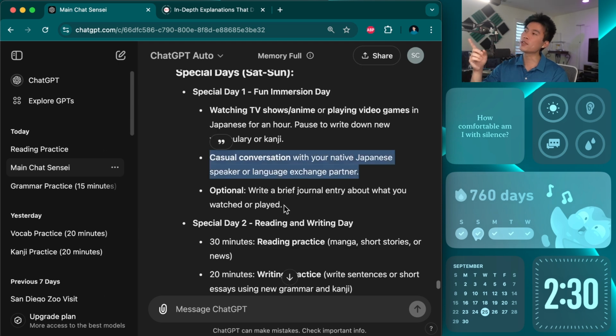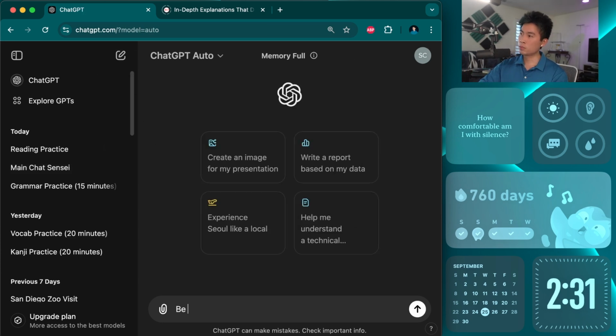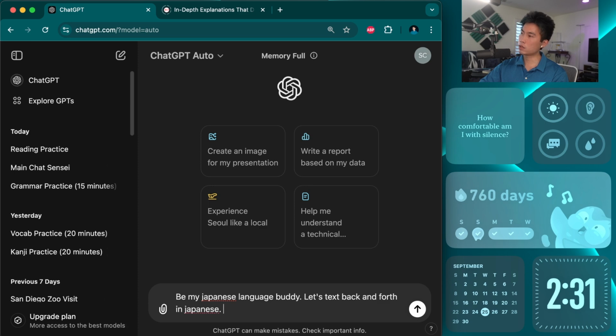But you know what I can do is actually try to have a conversation with ChatGPT. ChatGPT can act as the native speaker and we just text each other back and forth, I guess. So that's a good one. Let's also include it real quick. Be my Japanese language buddy. Let's text back and forth in Japanese. I am around the JLPT N4 level.